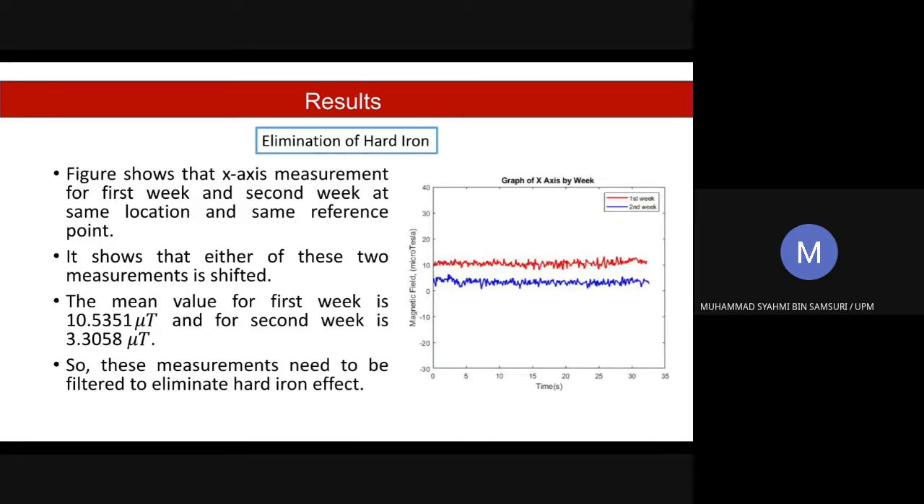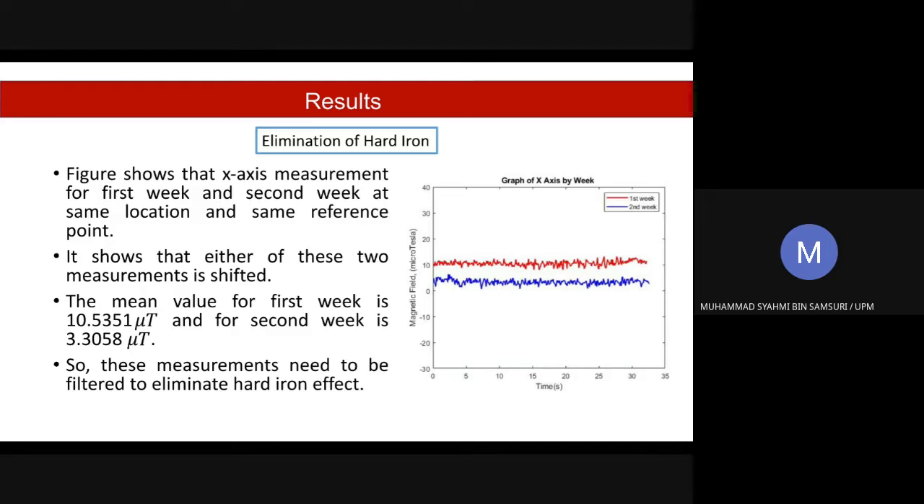So next is the results. For elimination of hard iron, I'm so sorry because I have a sore throat. The figure shows the x-axis measurement for the first week and the second week. The red one is the first week, and the blue one is the second week. The measurement is at the same location and same reference point.